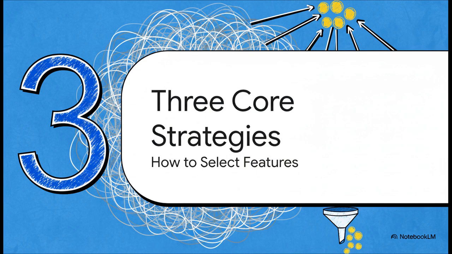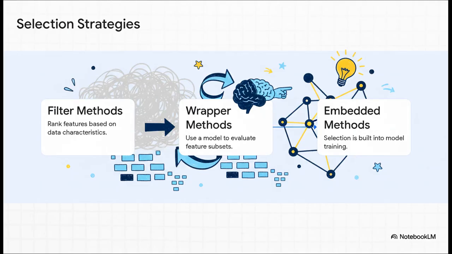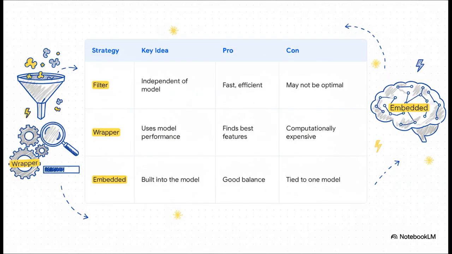All right, so we want to find the signal, trim the fat, and ignore the noise. Sounds great, but how do we actually do it? Well, let's take a look at the three main strategies that data scientists have in their toolkit. And they are filter methods, wrapper methods, and embedded methods. Each one is a different angle of attack on the same problem, and each one comes with its own set of pros and cons. Let's break this down.